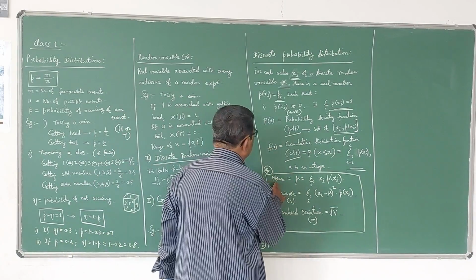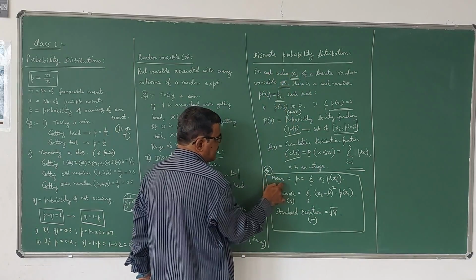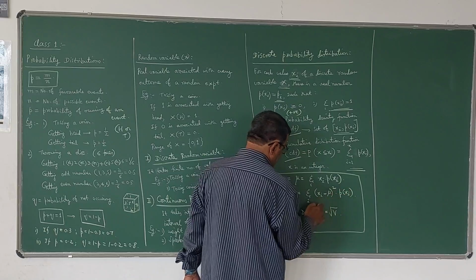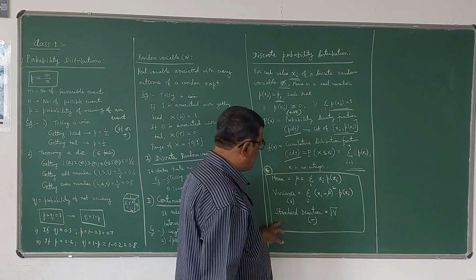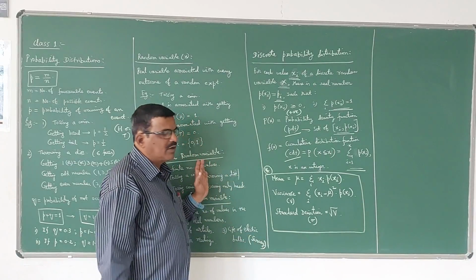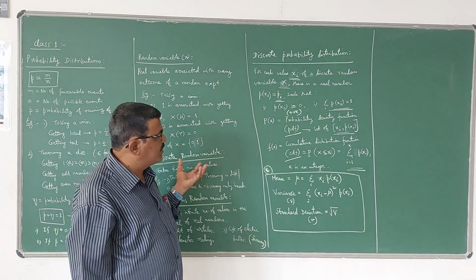Then the mean of a discrete probability distribution is given by mu is equal to this, and variance is given by this, and standard deviation sigma is the square root of the variance. So this is what the fundamentals we have to learn.